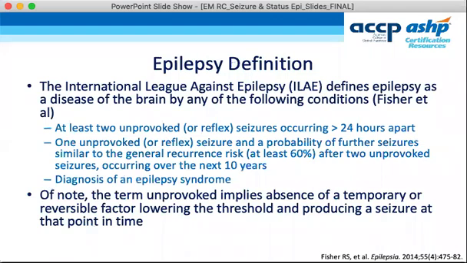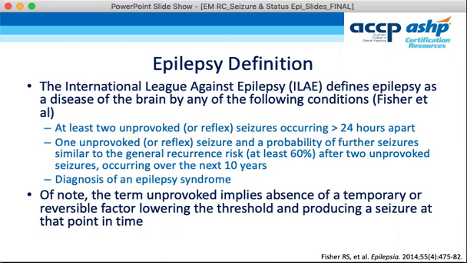So there are a couple definitions of epilepsy. First, the International League Against Epilepsy, or ILAE, defined epilepsy as a disease of the brain defined by any of the following conditions. So there are 3 operational definitions. You just need to have one. The first is at least 2 unprovoked or reflex seizures occurring greater than 24 hours apart. So I have an unprovoked seizure today. A week from today, I have another unprovoked seizure. I now will meet the definition of epilepsy per the ILAE.